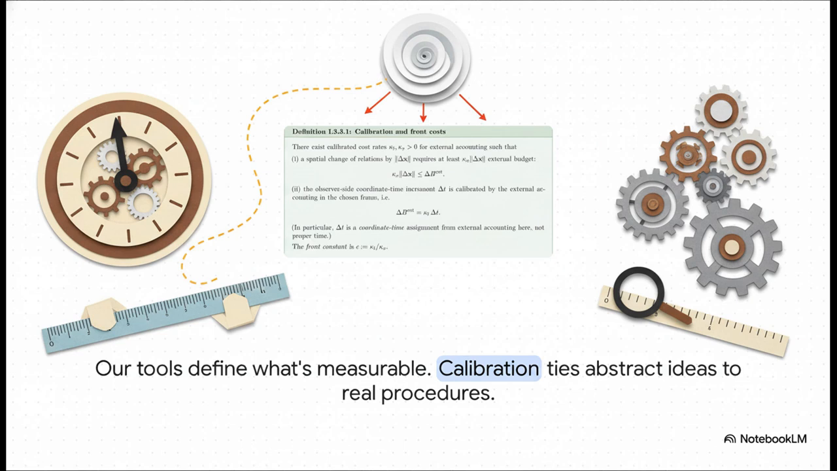And this is where the idea of calibration becomes so incredibly important. Now, what this is really saying is that what we're able to measure is defined entirely by our tools and how we use them. Calibration is basically the bridge that connects an abstract idea, like time or length, to a real physical procedure, like the ticking of a clock or the marks on a ruler. Our tools don't just reveal a pre-existing reality, they help define what is even measurable for us in the first place.